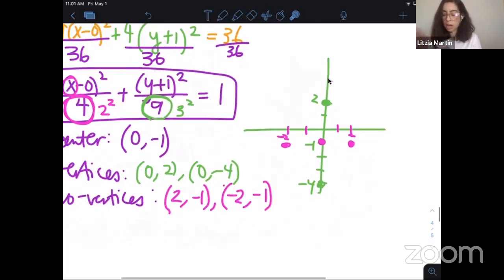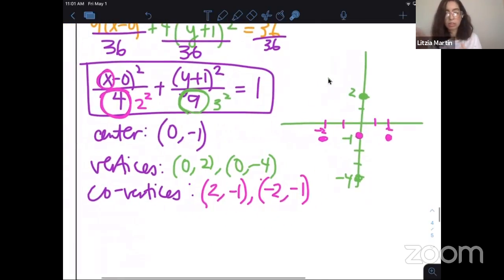For the vertices, that was the co-vertices. The vertices, because it's the longer side here, right? We have 9, which when you square root it gives you 3. And it's underneath y, so you know you're going to go up and down by 3. So 1, 2, 3, 1, 2, 3. There are your 2 points. And then you just look at the coordinate plane to see what those coordinates are.